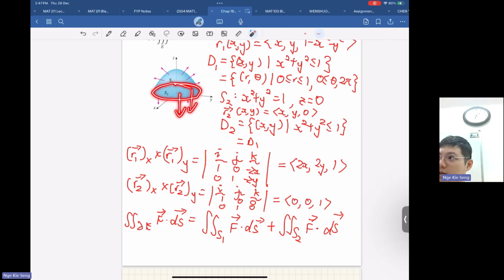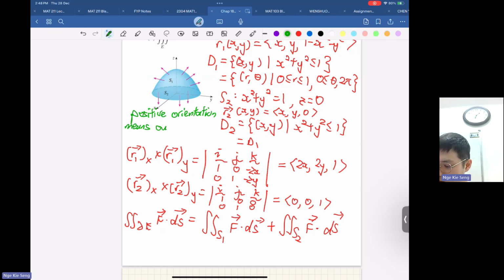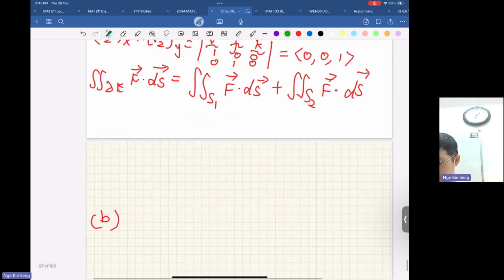So make sure you pick an orientation that's pointing outward, not up. Up and out are different. So let me remind you here: positive orientation means outward. So you need to use the outward normal vector. All right, so let's do this computation here.